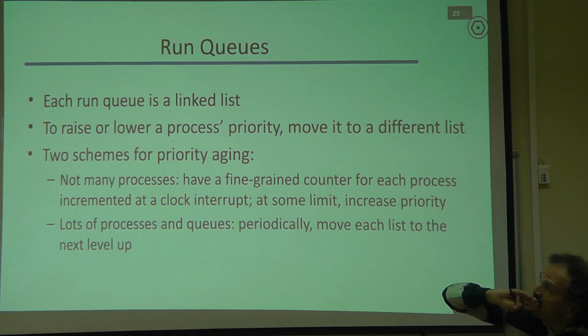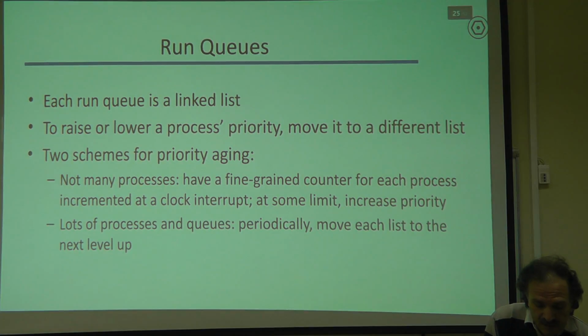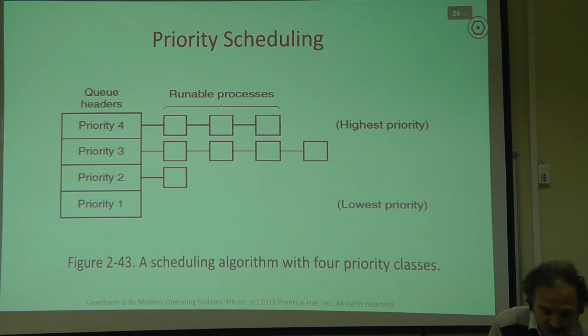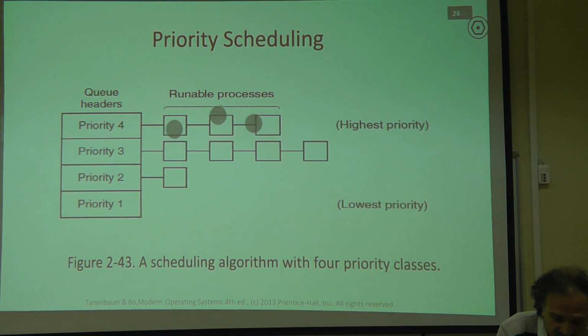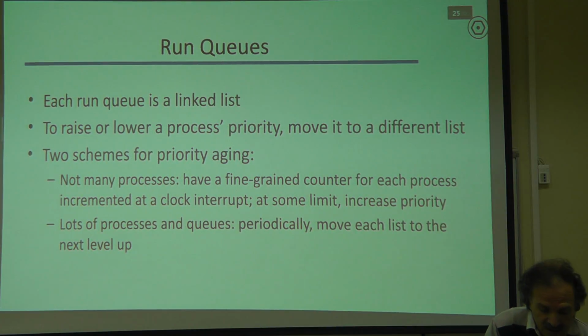Then we have the run queues. That means that we have a small picture here. Each priority class has its own queue, or list, and you run the top priority class first. Whenever these are done, then you run these, then this, then this. So you will never run priority class 3 without finishing all of these processes first. That's run queues. Each run queue is a linked list.